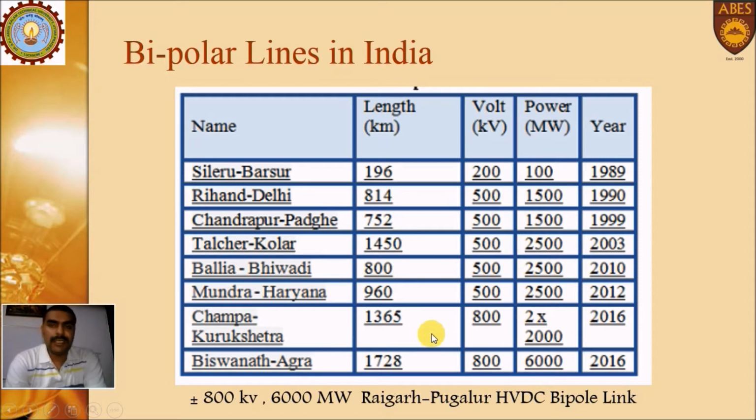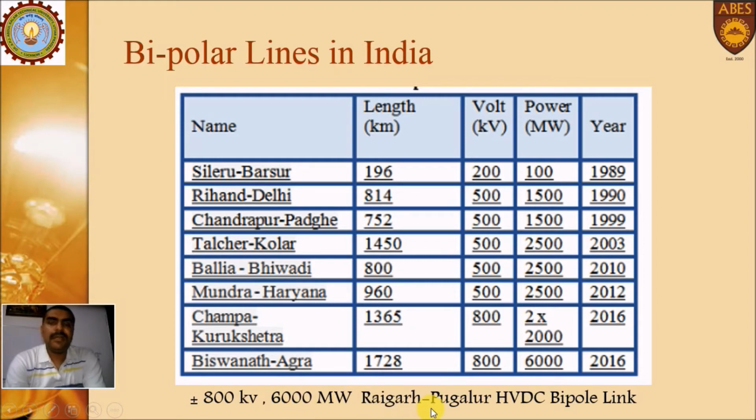Its length is 1365 kilometer. Operating voltage 800 kilovolt and its power is 2 into 2000. Then the Vishwanath Agra project, it was installed in 2016. Its power is 500 megawatt and the operating voltage is 800 kilovolt. After that, the latest addition to the bipolar line is that plus minus 800 kilovolt, 6000 megawatt.